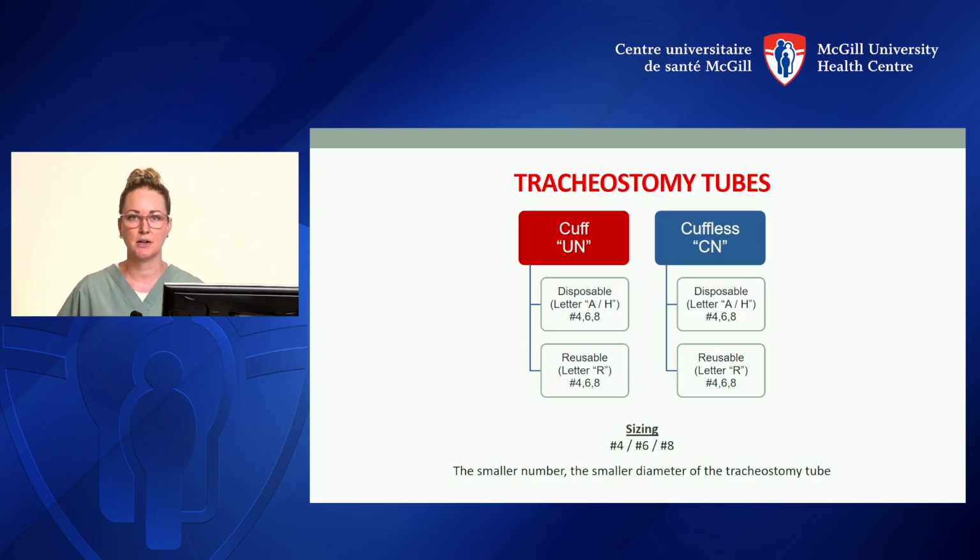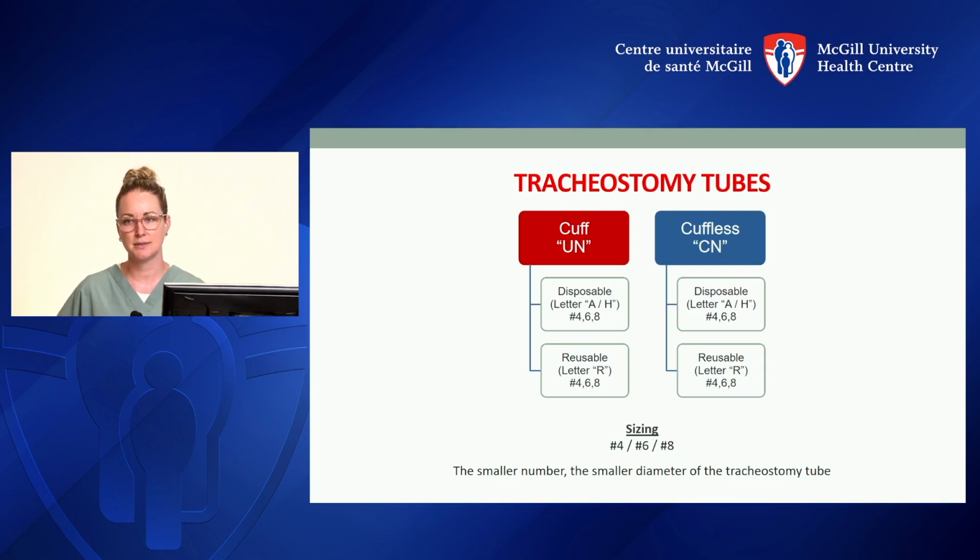So we have different types of tracheostomy tubes here in the hospital. We have cuffed and cuffless. With a cuffed tracheostomy tube, you'll see a pilot balloon and you'll see a balloon on the outer diameter of the tracheostomy tube. They come in disposable inner cannulas or reusable inner cannulas. And how you tell the difference, and I'll get to that on my next slide, is on the trach plate, you will see a code. If the letter ends in A or H, it means the inner cannula is disposable. If the letter ends in R, it means reusable, and that's fairly easy to remember.